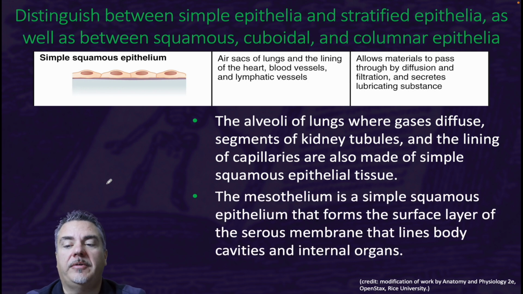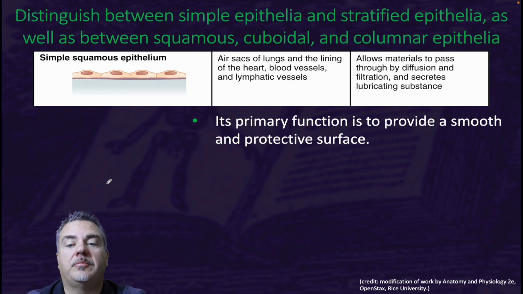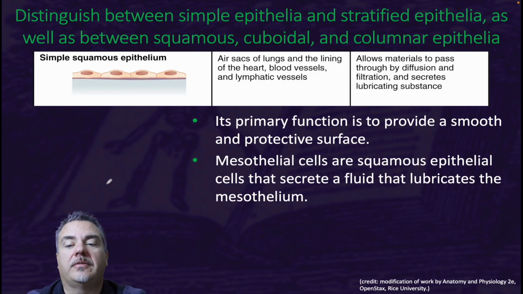The mesothelium is a simple squamous epithelium that forms a surface layer of the serous membrane that lines body cavities and internal organs. Its primary function is to provide a smooth and protective surface. Mesothelial cells are squamous epithelial cells that secrete a fluid that lubricates the mesothelium.